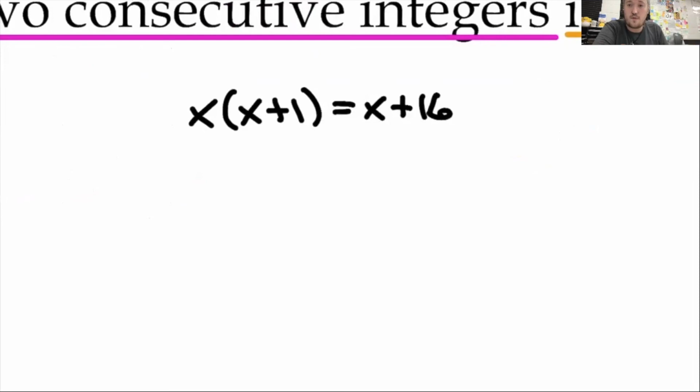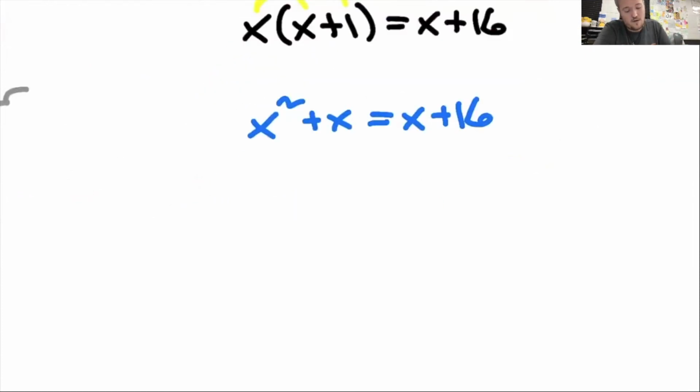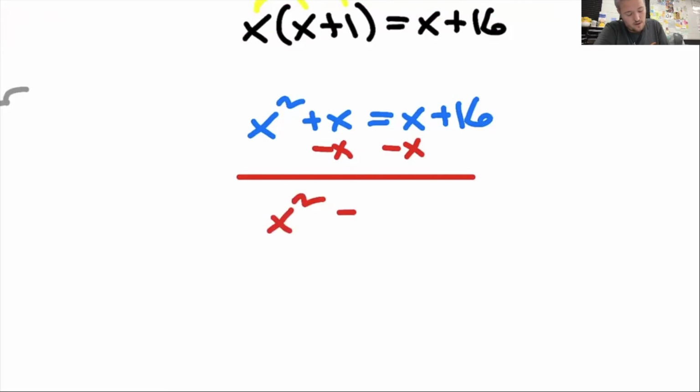All right, so remember, you have to convert to standard form no matter which method you're using. It doesn't matter which one you choose. So first thing I'm going to do is distribute. So when you distribute, you're going to have x squared plus x equals x plus 16. All right, I'm going to subtract x on both sides. And if you notice, those are going to completely zero out. So we have x squared equals 16.